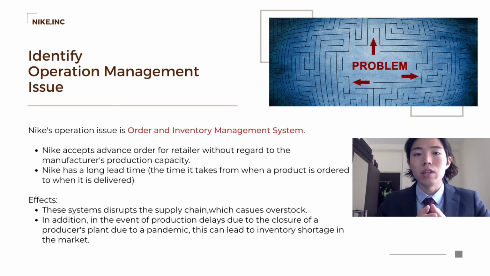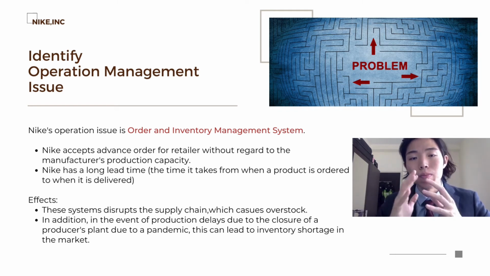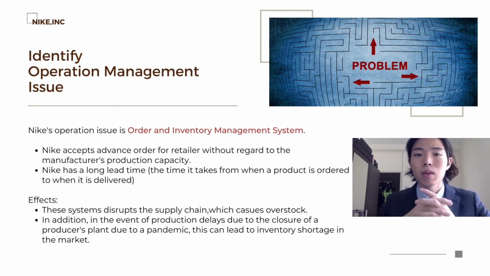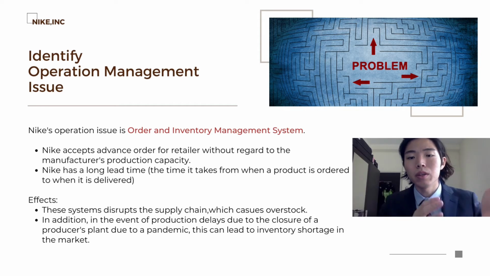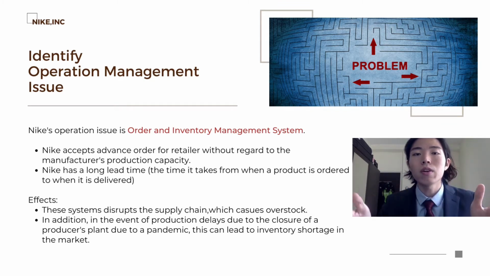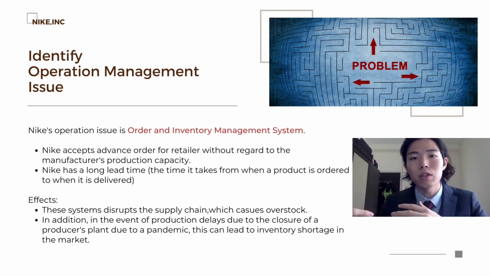Nike's operation issue is its order and inventory management system. One is that Nike accepts advance orders from retailers without regard to the manufacturer's production capacity. The second is that Nike has a long lead time. Lead time is the time it takes from when a product is ordered to when it is delivered. These issues cause some effects.